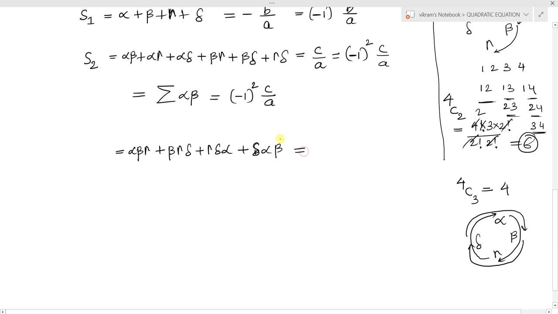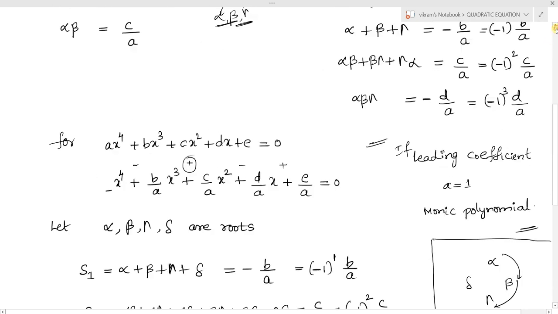Now these are from the available 4 roots, taking 3 roots at a time, taking the product and sum. Then we can write this as S3, the sum of product of the roots taken 3 roots at a time. Are you getting it?